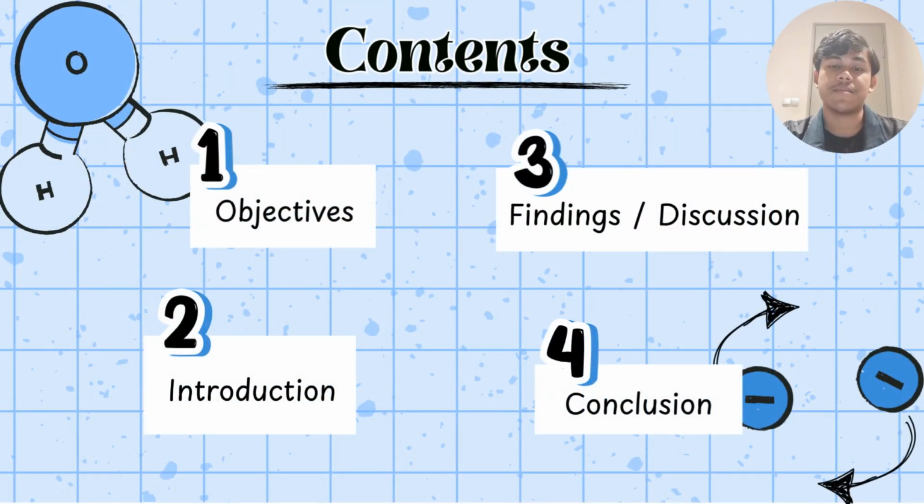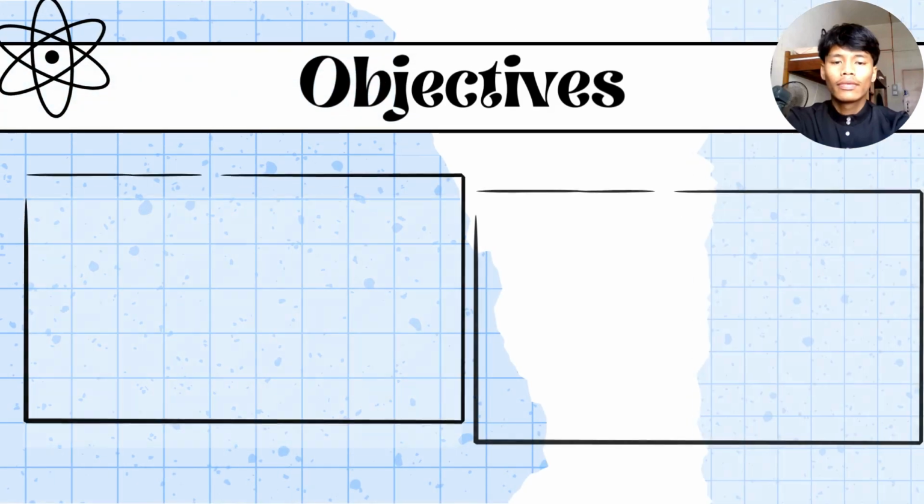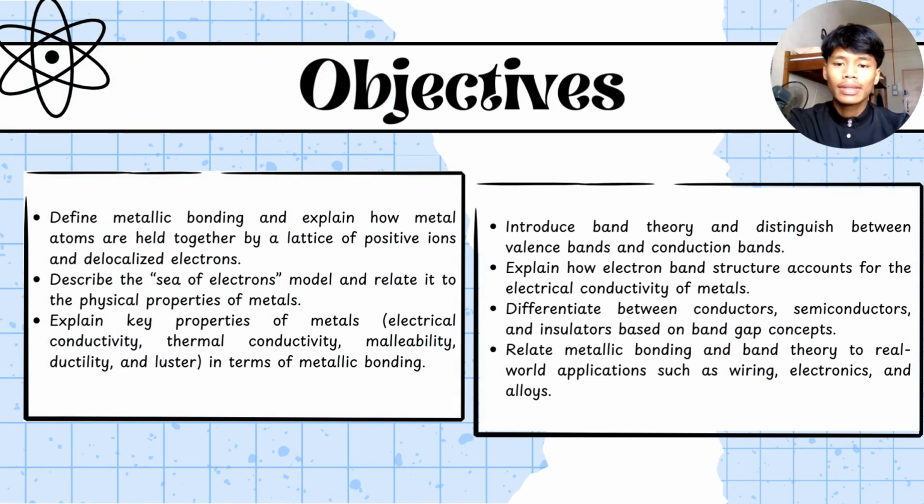And this is our table of content. For objectives, define metallic bonding and explain how metal atoms are held together by a lattice of positive ions and delocalized electrons. Next, describe the sea of electrons model and relate it to the physical properties of metals.